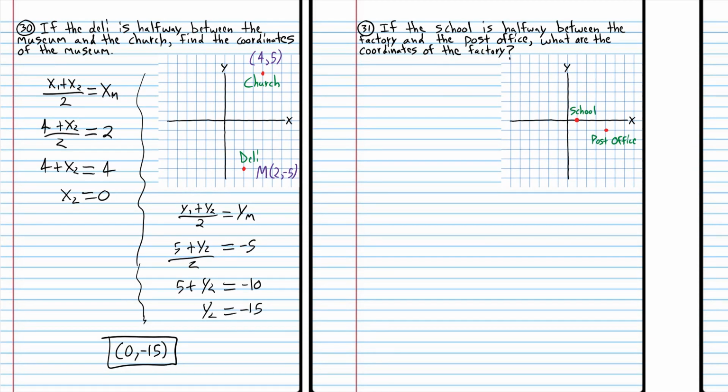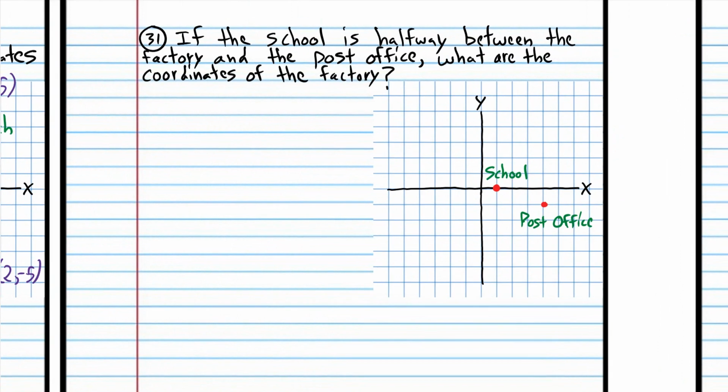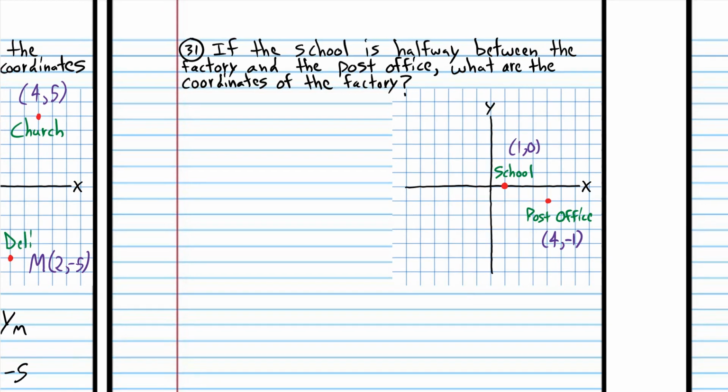All right, we're back. So let's write the coordinates. We have (1, 0) and (4, negative 1). Now, it's important that the school is halfway between the factory and the post office. So that means the school is the midpoint. So I'm going to go ahead and write M next to that coordinate. That shows us this is the midpoint.